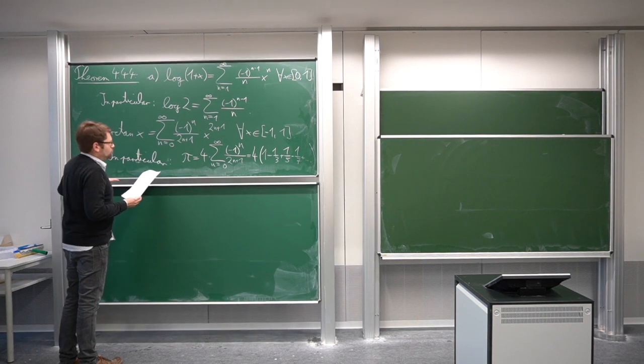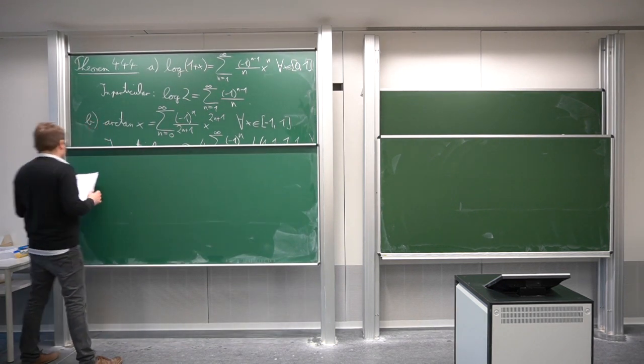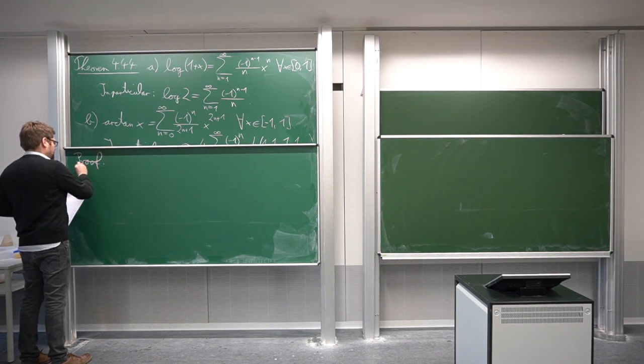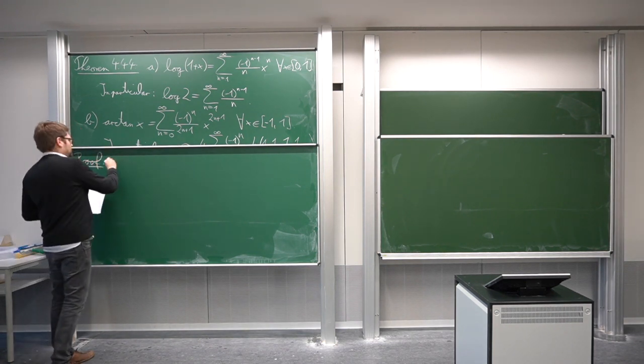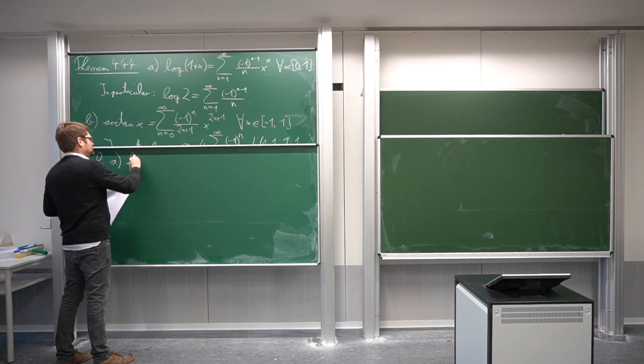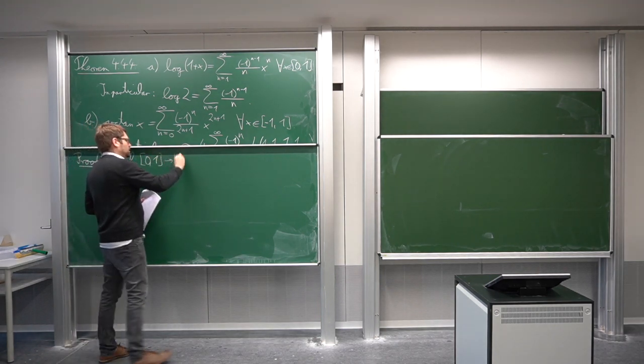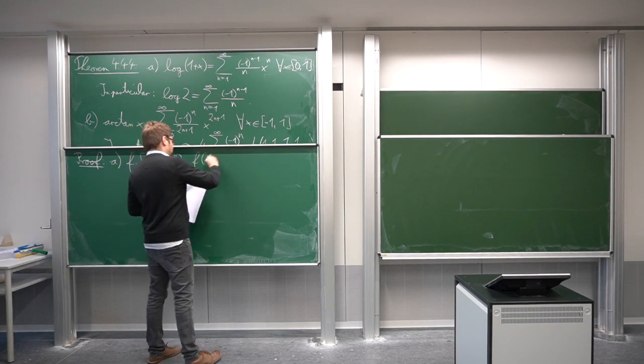Okay, so to prove this, we will use the remainder form. And in part A, this is quite simple. So again, we have the function, and this time we study it on the interval 0 to 1. f of x is log of 1 plus x.